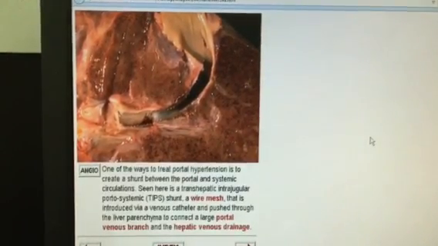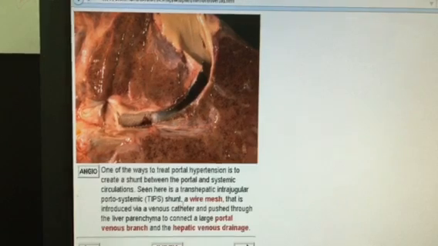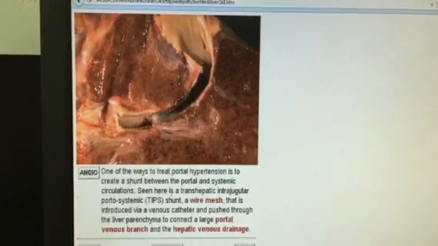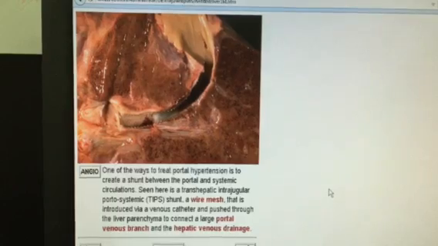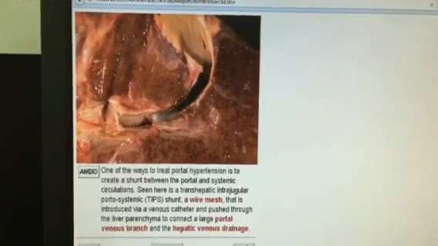This one is a result of portal hypertension. As we said, that creates a shunt or collateral venules.